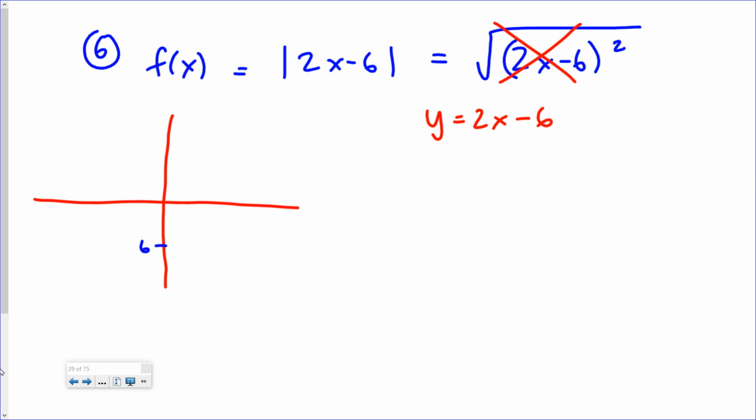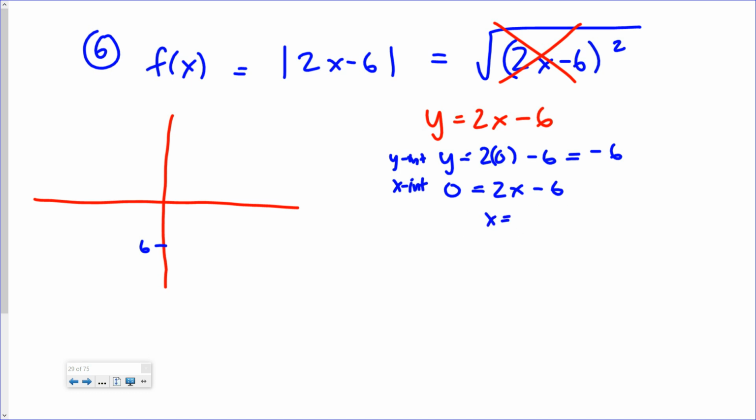Okay, you good with that? Where's the x-intercept? The y-intercept is when I set x equal to 0, right? So the y-intercept is negative 6. What's the x-intercept when I set y equals 0, right? This is the y-intercept. The x-intercept is when you set y equal to 0. So what's x equal to? 3. So guys, this is 3.